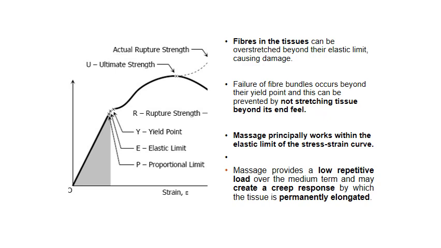Let's take a look at this stress-strain curve. The fibers in the tissue can be overstretched beyond their elastic limit, causing damage. So failure of fiber bundles occurs beyond their yield point, and this can be prevented by not stretching tissue beyond its end feel. So you can see there the Y is the yield point. So what does that actually mean?